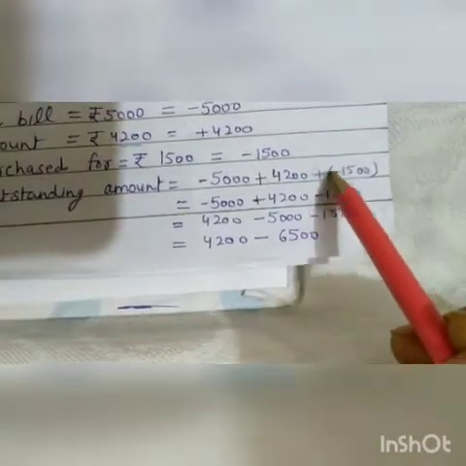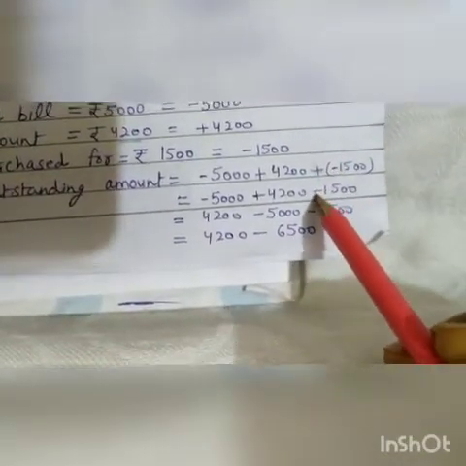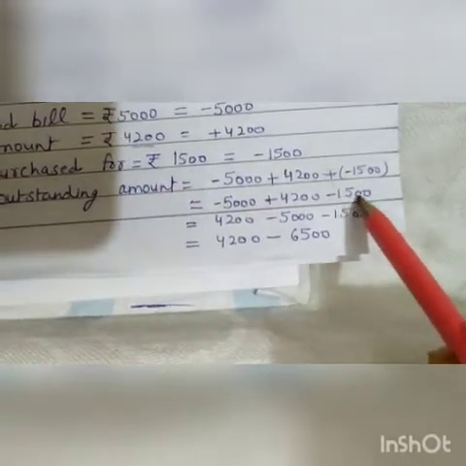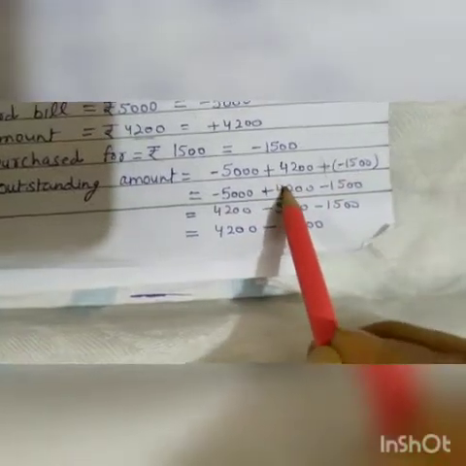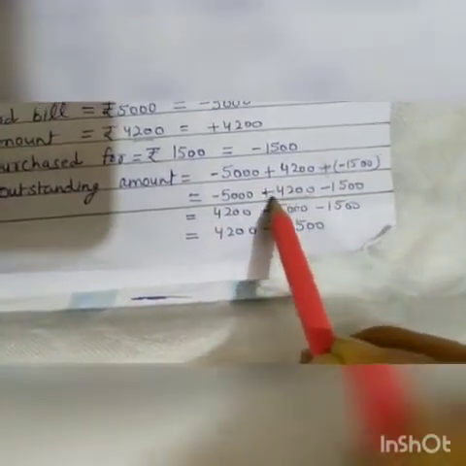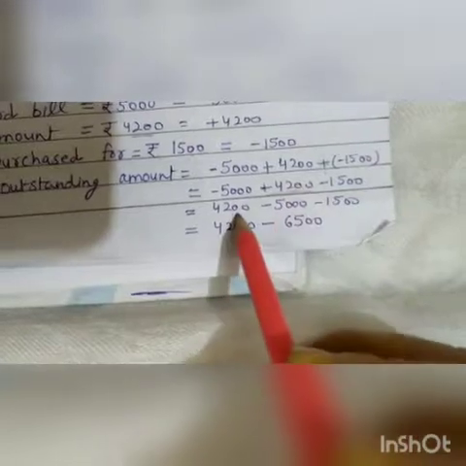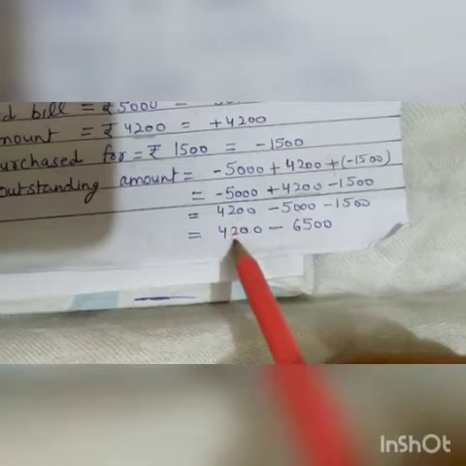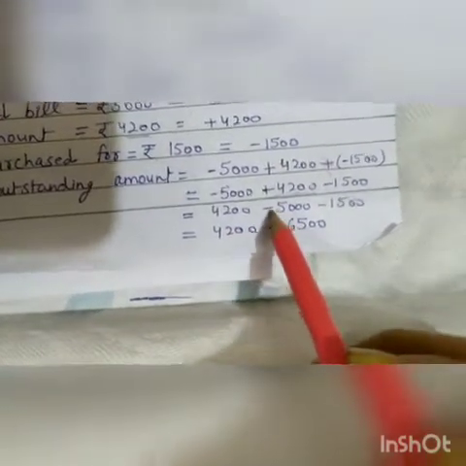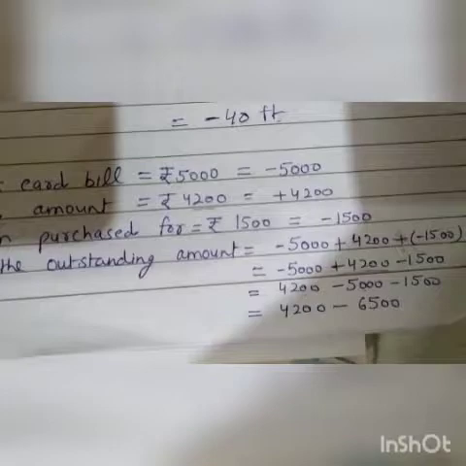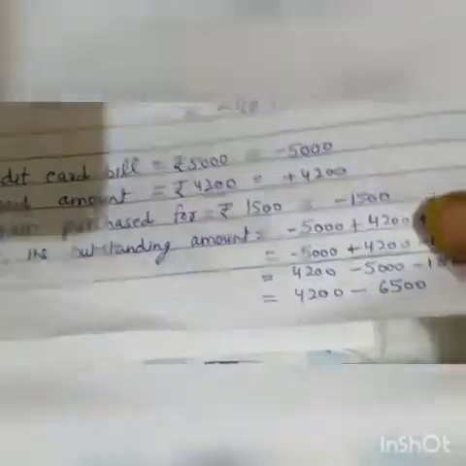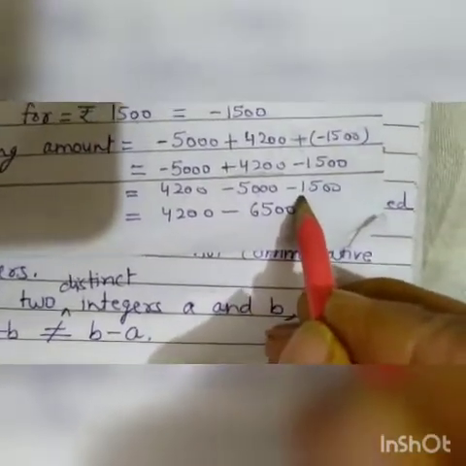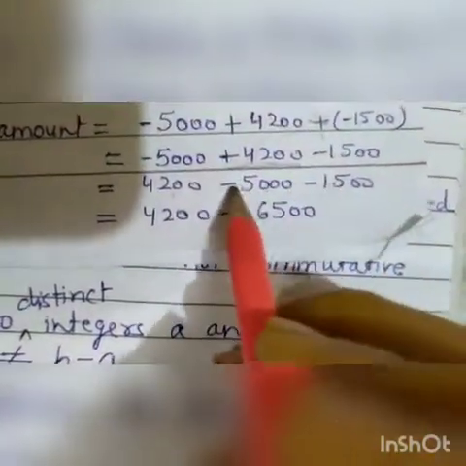Outside this bracket there is a plus sign. We will not write this plus sign, but this will be written as it is. This minus will be written as it is. No change. So minus 1,500. Now this 4,200, we have written this plus amount first: 4,200 minus 5,000 minus 1,500. Now these two numbers are with minus signs, so we will add these two numbers with minus sign.